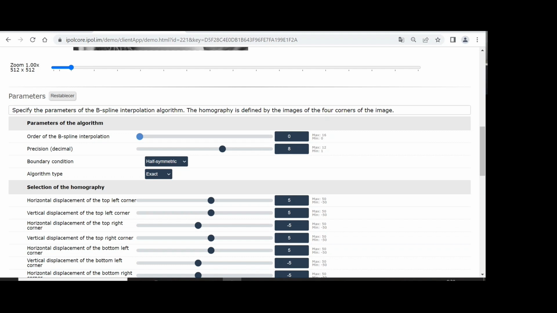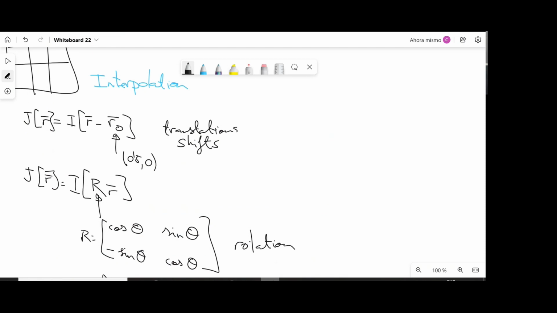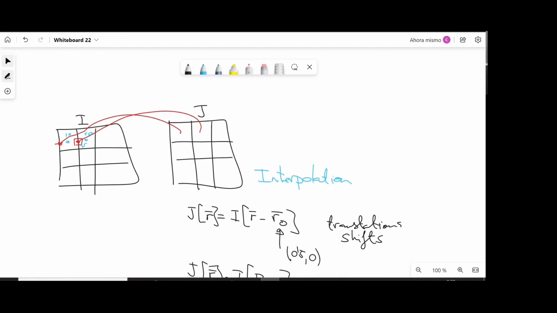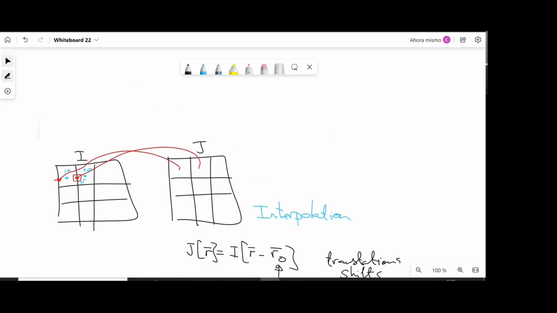Okay, so this is the degree of the polynomial that will be used to interpolate. So when I did this interpolation, we said that the pixel at this point is 10, the pixel at this point is 20, so the one in the middle is 15. So what I'm doing is using an interpolation of degree 1.